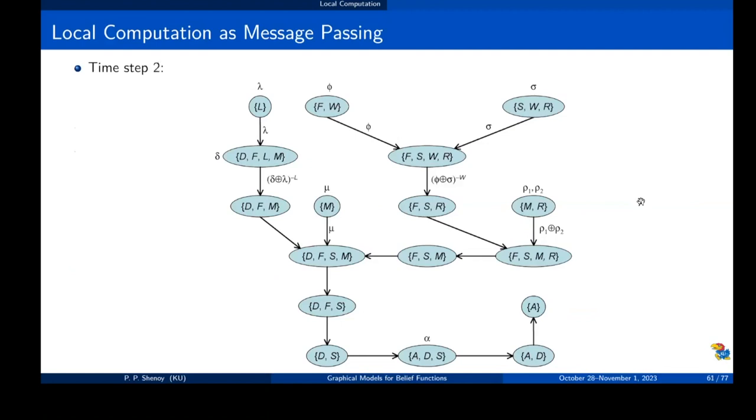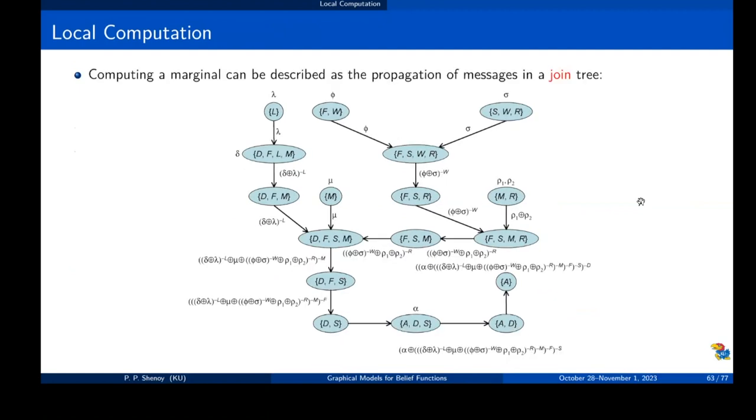So in time step two, more messages are being sent. Now this has gotten a message from L, so it can send one, and it has to marginalize because this is a smaller subset, and so on. In time step three, I can send more messages because this one has now received a message which it didn't have in the earlier step. I continue with this until a message is sent to A. This is the final message being sent, and this is the marginal that we computed.